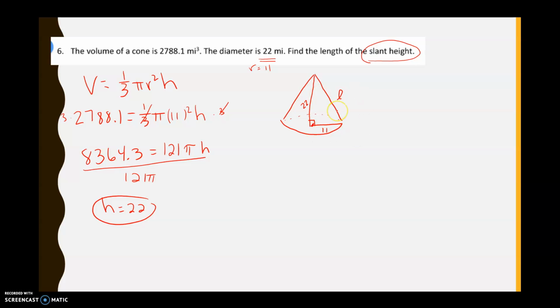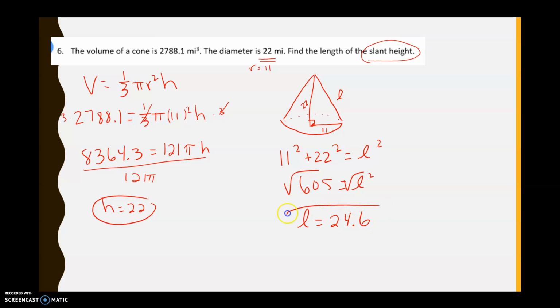So now I'm going to do the Pythagorean theorem here. I'm going to get 11 squared plus 22 squared is equal to my slant height squared. So 11 squared plus 22 squared is going to be 605, which is equal to L squared, and then just square root both of these. So I get L to be approximately equal to 24.6.